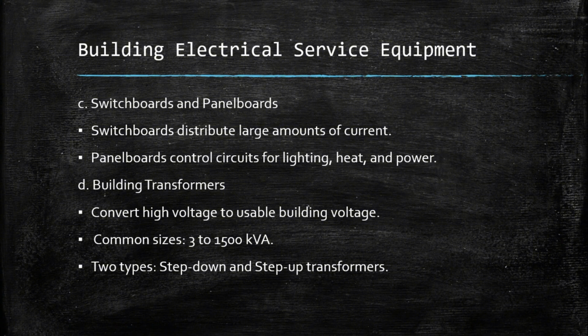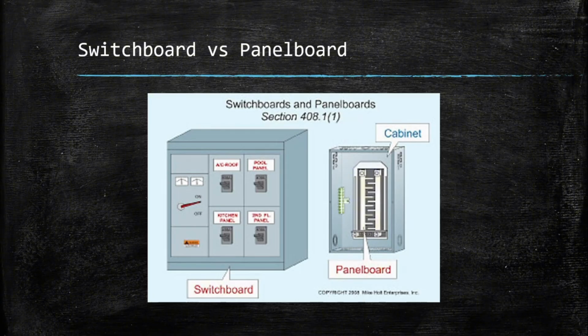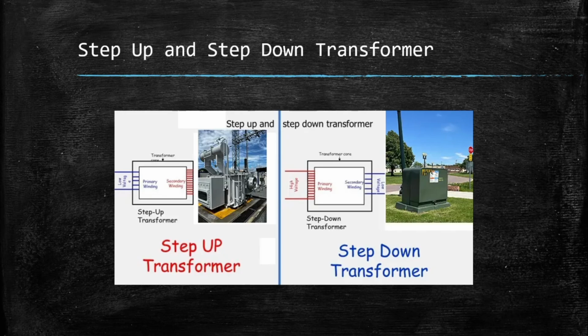Next, we have building transformers. These are used to convert high voltages into usable voltages within a building. There are two types of building transformers. We have step-down transformers, which lower the voltage, and step-up transformers, which raise it. We have here the example for switchboards and panel boards. And here we have the step-up transformer and the step-down transformer.